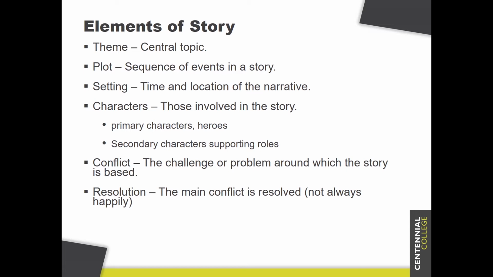Characters are those involved in the story, and we're going to talk about different aspects of characters in a future video, like protagonists and heroes. The characters can be primary characters or heroes, secondary characters and supporting roles, antagonists, protagonists, etc. Conflict is the challenge or problem around which the story is based, and that's an important one. There is some kind of conflict in a story, just like there is within a game itself. Resolution is how the entire thing resolves. It's not always happy. Sometimes there are sad endings. But how is that conflict resolved?